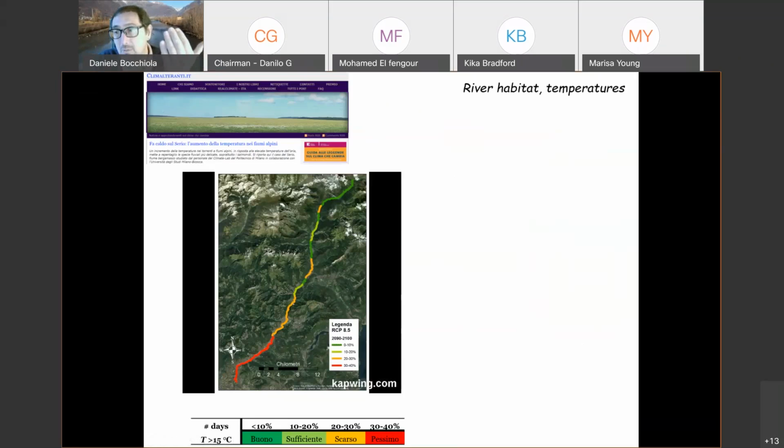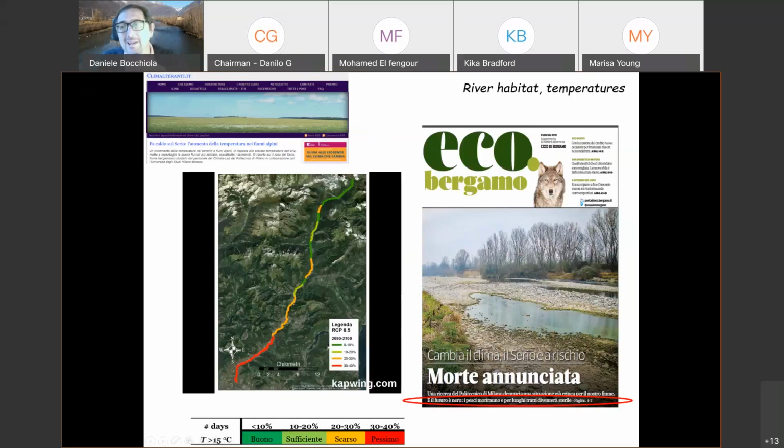And this will be a big problem because ecosystems in rivers require an acceptable range of temperatures. Temperatures above 15 degrees become very dangerous for a number of reasons. This is a special report from Eco Bergamo. Well, the title was terrible: Morte Annunciata, expected death of the river. Of course, this was not the intent of the interview, but the title was made by a journalist. However, in many rivers of Italy, temperature is increasing and the ecosystem may be at risk.